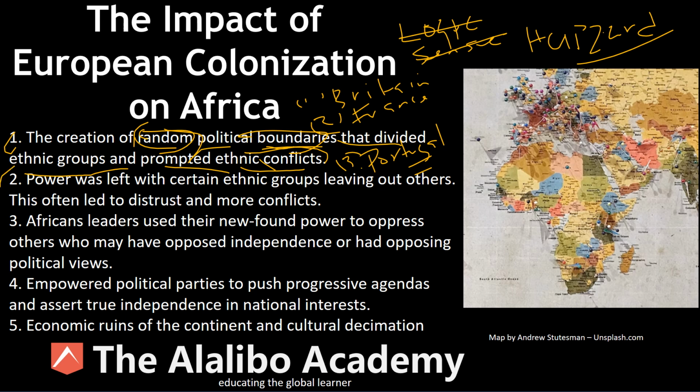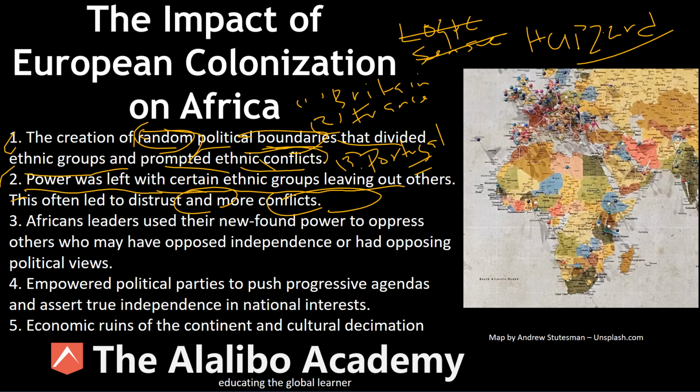The second main impact is power was left with certain ethnic groups, leaving out others. And of course, again, this caused resentments, distrust, and more conflict. It brought about distrust amongst the citizens of the country, and more conflict. Again, we see that in countries around the continent. In Nigeria, for example, power was left with the North, the Hausa Fulani group. And today, that has become a source of conflict, a source of resentment and political marginalization and so forth. This is a very important point.